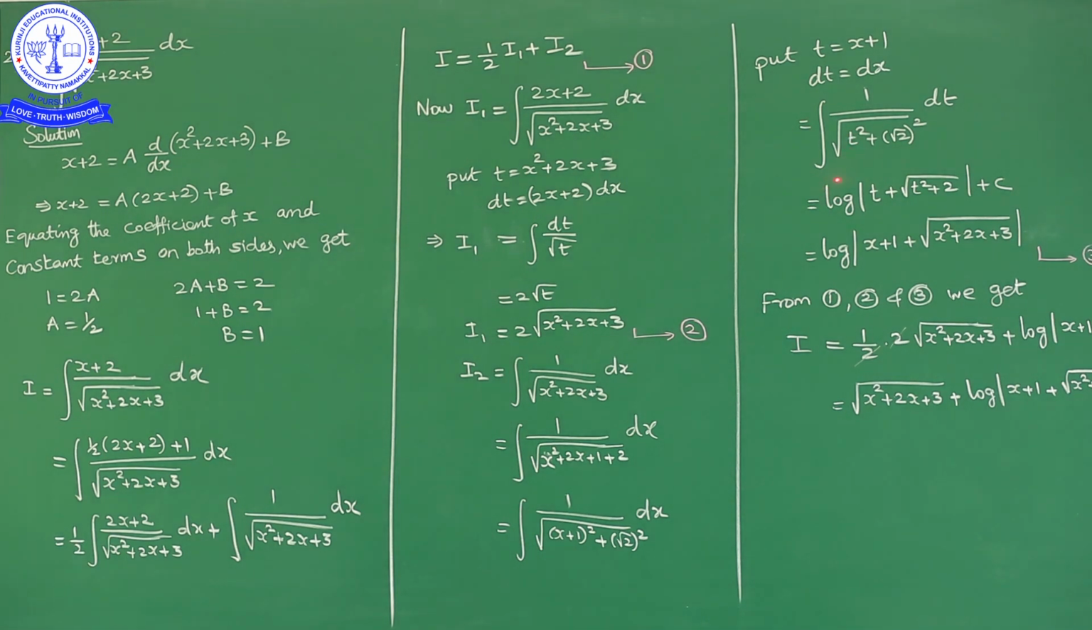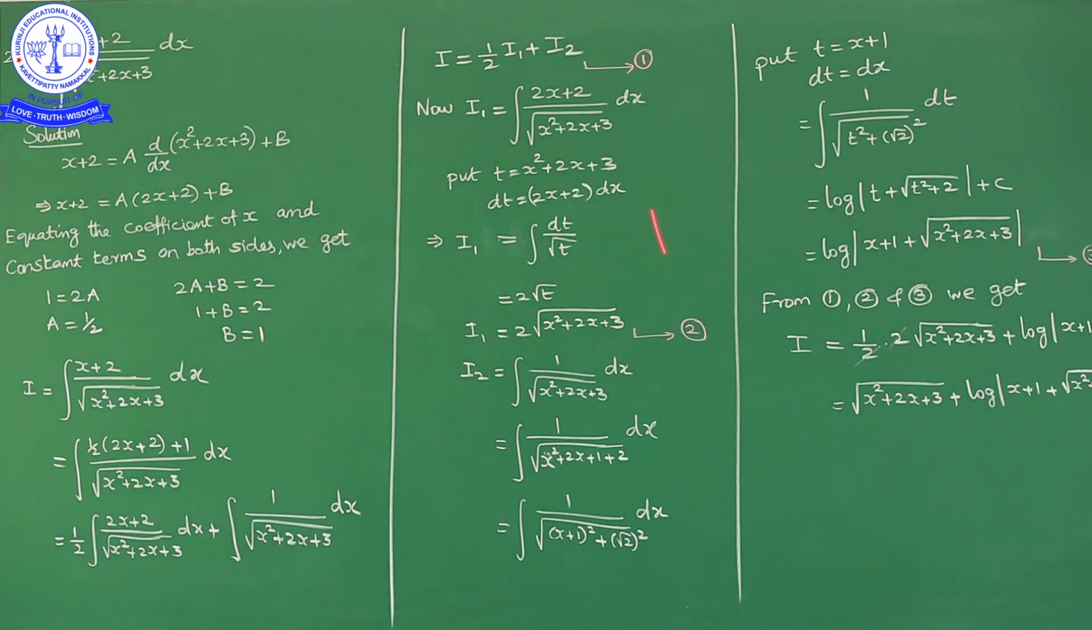So using that, log mod t plus square root of t square plus root 2 whole square plus c. Actually, don't write c here, because you have to write c in the end. So log mod x plus 1 plus square root of, because t is x plus 1, x square plus 2x plus 3. Mark this one as 3.